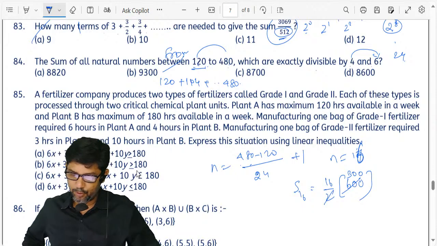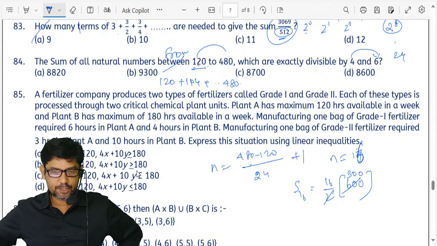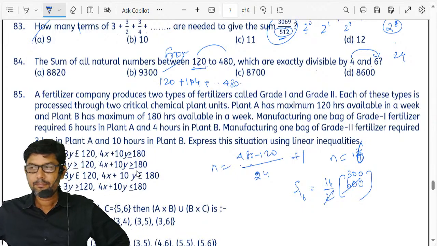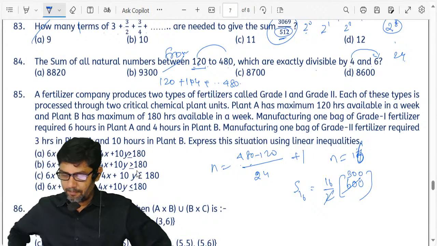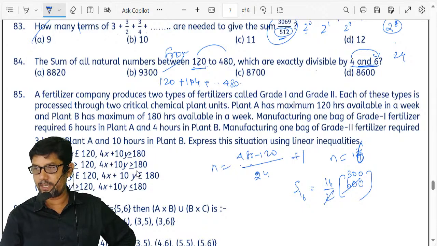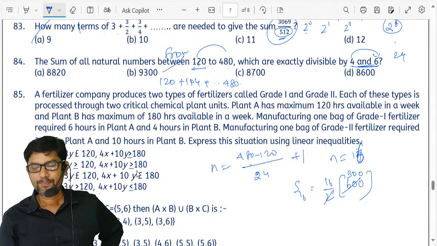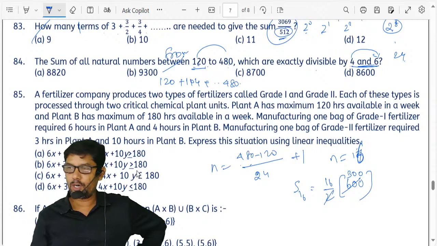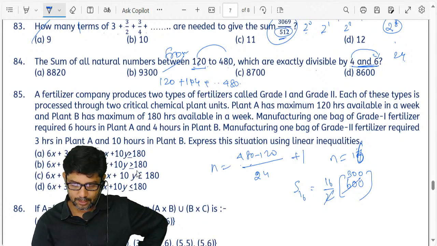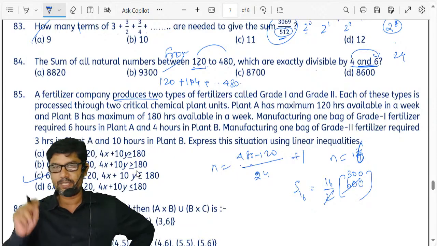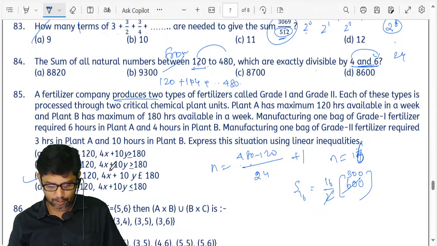Sum number 84. Anyone got the answer actually in your examination? Maybe go and try for 4 or 6. Whether you are getting the answer or not, you check. 4 and 6 means it is 24 only, we should go. Next, a fertilizer company produces, manufacturing some, option C. I told you to change everything as less than or equal to.